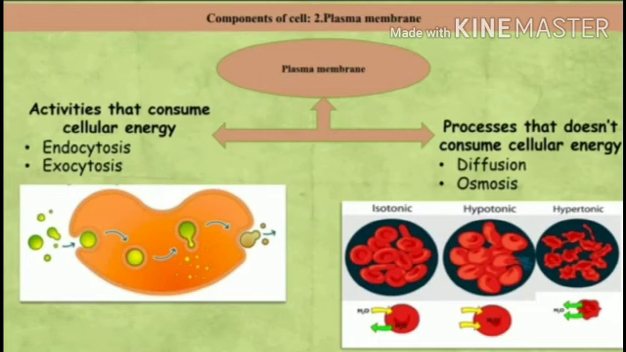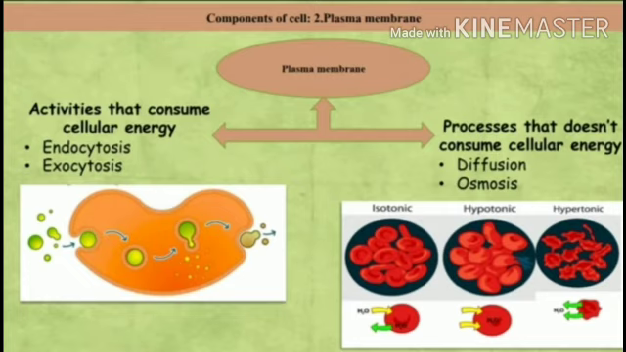Now let's see the activities that consume cellular energy. Now two activities which consume cellular energy are endocytosis and exocytosis. Endocytosis means to gulp or engulf food and other substances from the outer environment. And exocytosis means to excrete waste material out of the cell. These two processes require cellular energy.